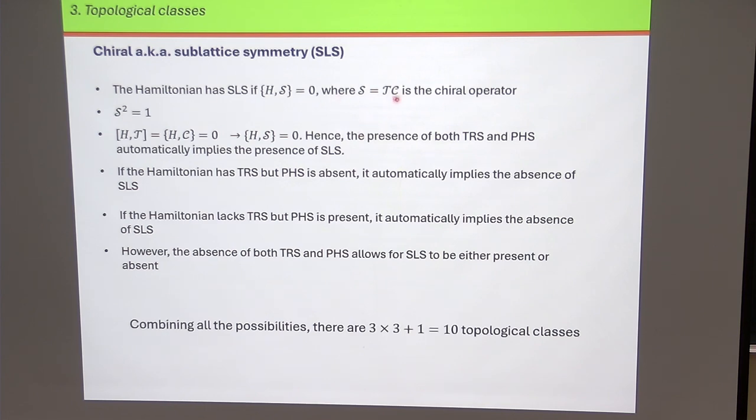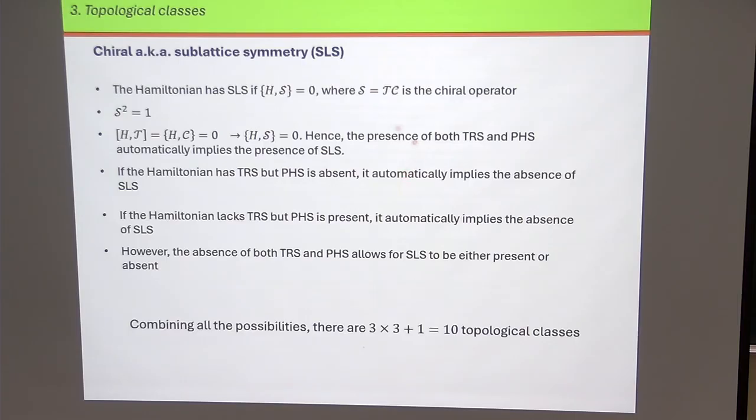So this operator, you can show that it always squares to 1. There is no minus 1 for this operator. So it squares only to 1. So we have this other possibility, which is whether you have chiral symmetry or not. So from 9 plus 1, you have 10. That is the 10 classes you have in that table, just coming from all these combinations.